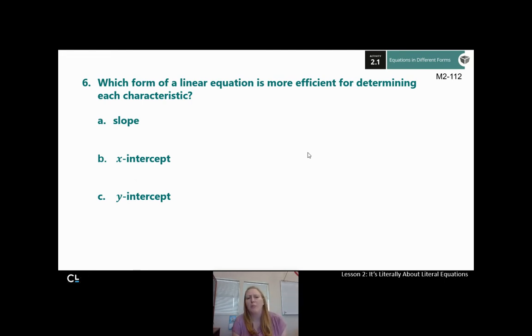So here's the deal. Which forms are best then? Which forms would you rather use to find each of these? Which form would you like to use to find the slope? Which form would you like to use to find the x-intercept? Which form would you like to use to find the y-intercept? Go ahead and write down which forms you think are best for finding each of these, and then hit play when you're ready to check your work.